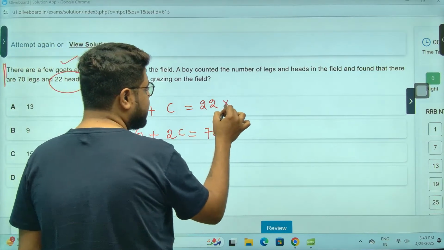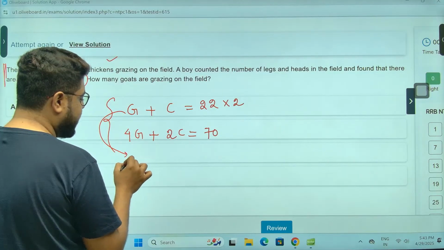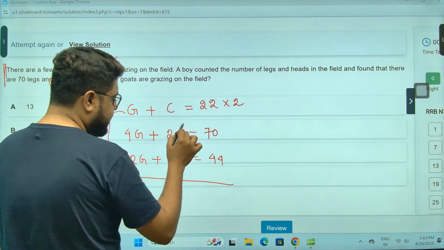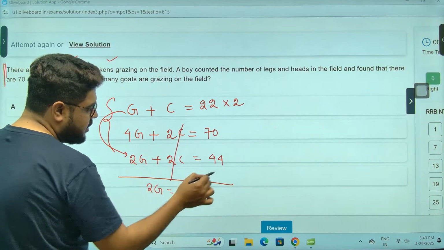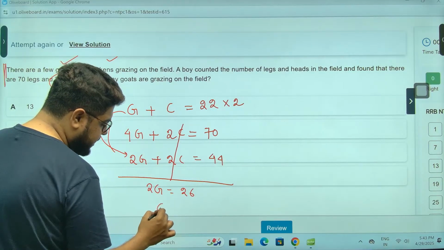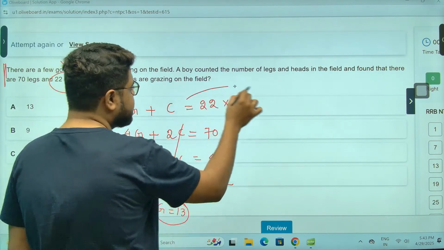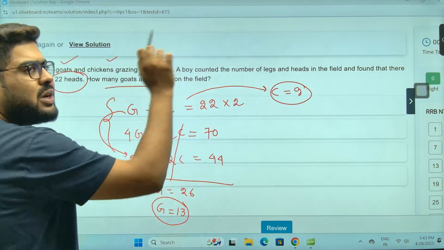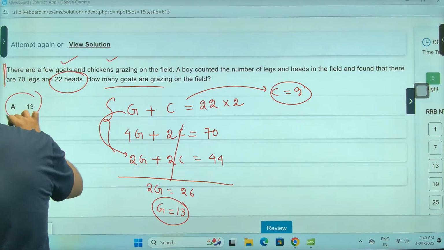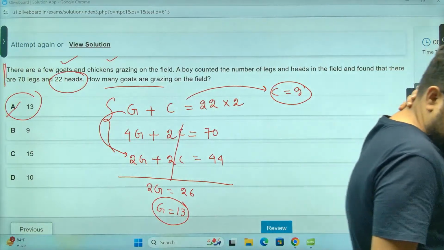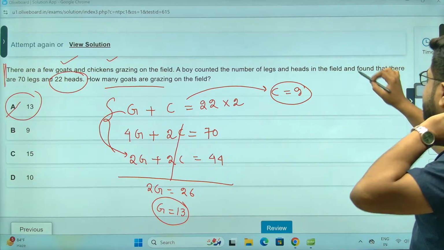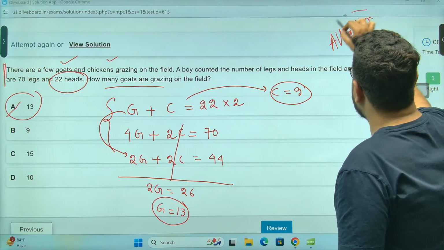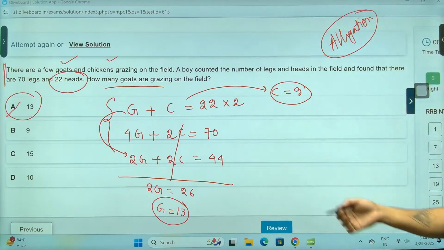How to solve? Multiply the equation g plus c equals 22 by 2. Then 2g plus 2c becomes 44. Subtract, and 2c is gone; 2g becomes 70 minus 44, which is 26. So g is 13. Once I know g is 13, c is 22 minus 13, which is 9. But they are asking how many goats, so I don't even need c. So g is 13, option E. This step was not required. If you want, you can also do this by allegation, but the values are very small, you do not even need to go that far. This gets done in one line.